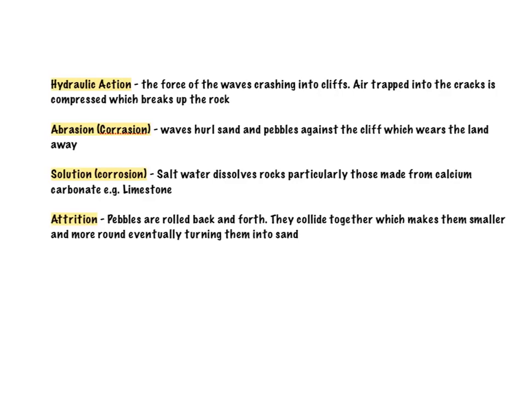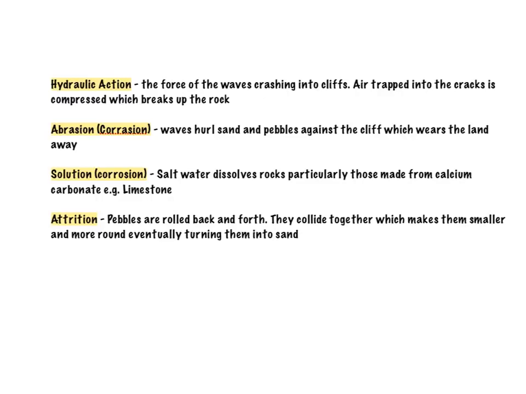Our four types of coastal erosion, therefore, are firstly hydraulic action, which is simply the force of the waves crashing into the cliffs. Abrasion, or corrasion as it's sometimes known, where waves hurl sand and pebbles against cliff faces, which then wears them away gradually over time. Solution, or corrosion as it's sometimes known, where acids contained in the seawater will dissolve rock faces made out of certain rock types such as chalk or limestone. And finally, attrition, where rock particles carried by the waves crash against one another and are broken into smaller pieces.